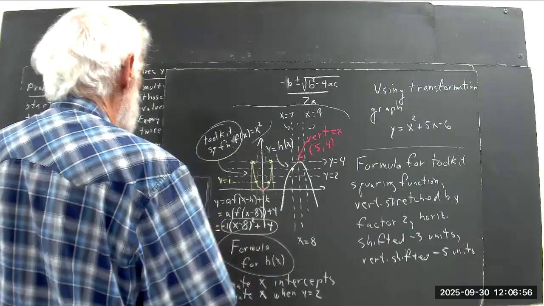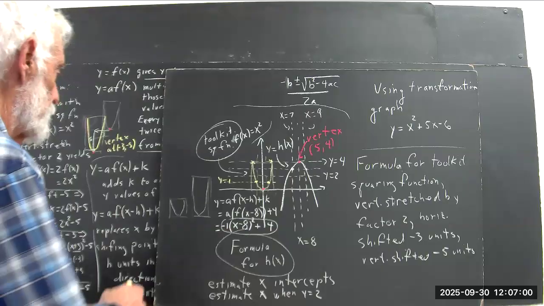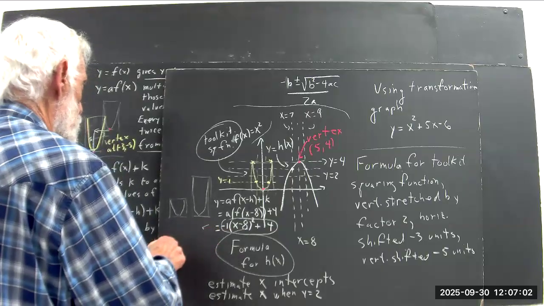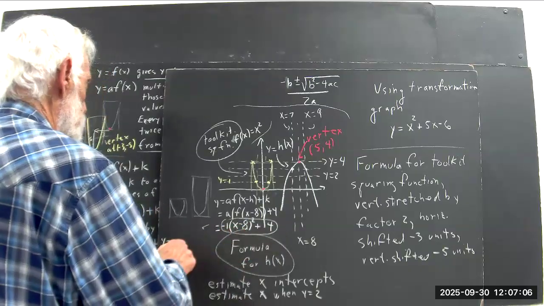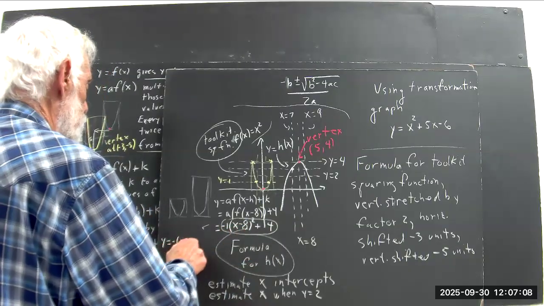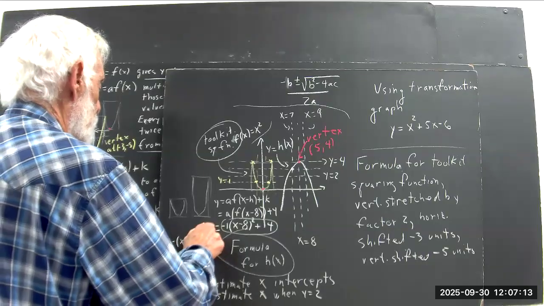So here is our function. It's -1 times x minus 8 squared plus 4. That's negative of x minus 8 squared, plus 4.